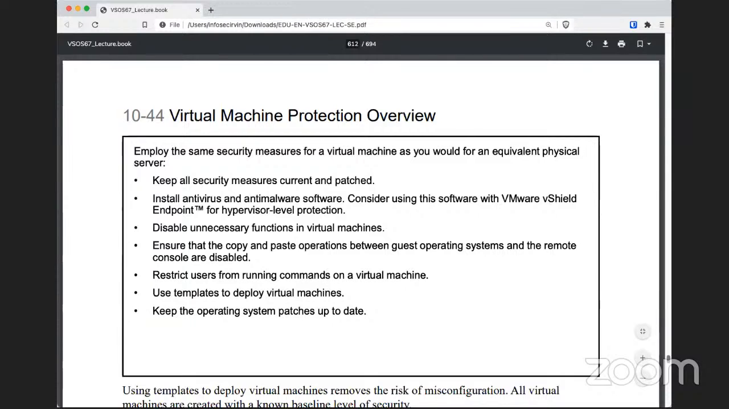Virtual machines themselves can be protected. Of course, doing things like keeping all those systems patched, installing antivirus and anti-malware systems, disabling unnecessary functions, restricting the users who can connect, using templates, and all that will be useful.